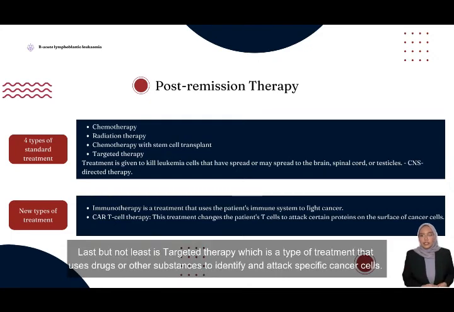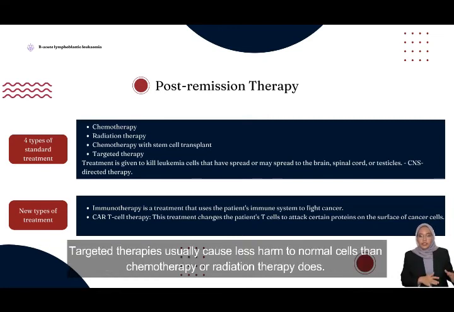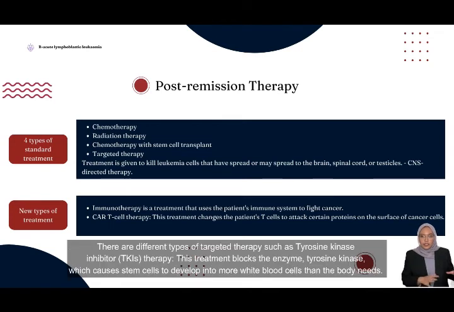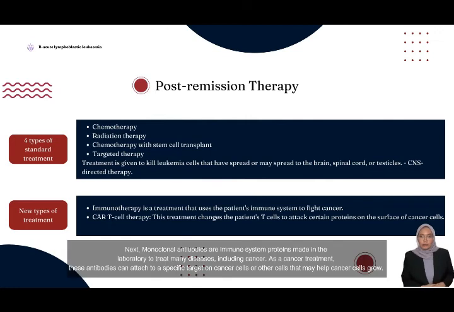Last but not least is targeted therapy, which is a type of treatment that uses drugs or other substances to identify and attack specific cancer cells. Targeted therapies usually cause less harm to normal cells than chemotherapy or radiation therapy does. There are different types of targeted therapy, such as tyrosine kinase inhibitor therapy. This treatment blocks the enzyme tyrosine kinase, which causes stem cells to develop into more white blood cells than the body needs.